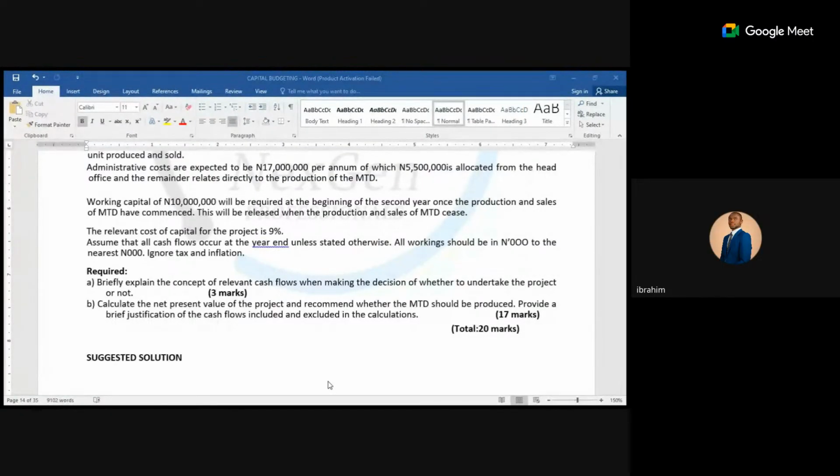B. Calculate the net present value of the project and recommend whether the MTD should be produced. Provide a brief justification of the cash flows included and excluded in the calculation.